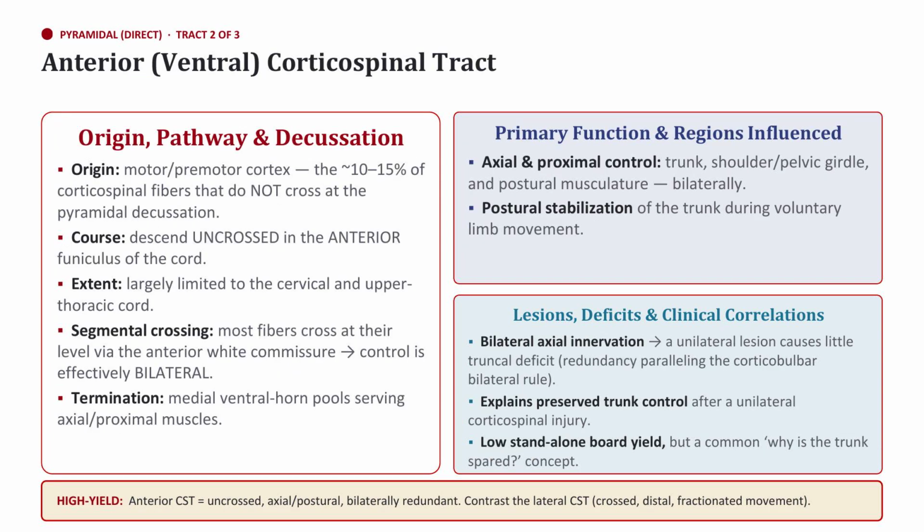The anterior corticospinal tract, the uncrossed minority in the anterior funiculus, crosses segmentally through the anterior white commissure to control axial and proximal muscles bilaterally. Because that control is bilateral, a unilateral lesion barely dents trunk function, which is exactly why the trunk is spared after a one-sided corticospinal injury.